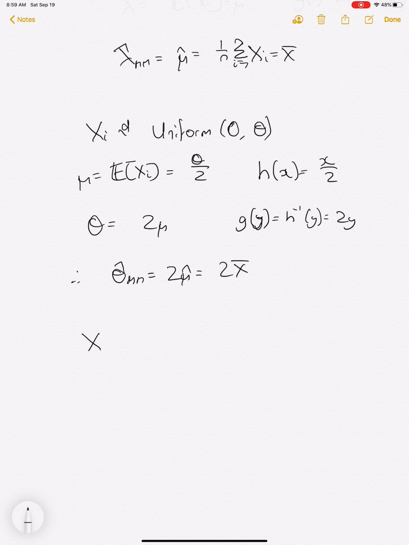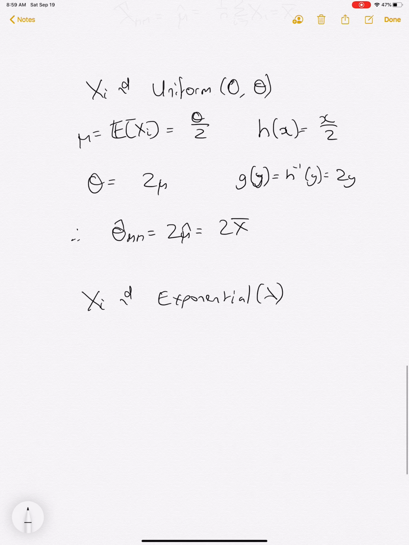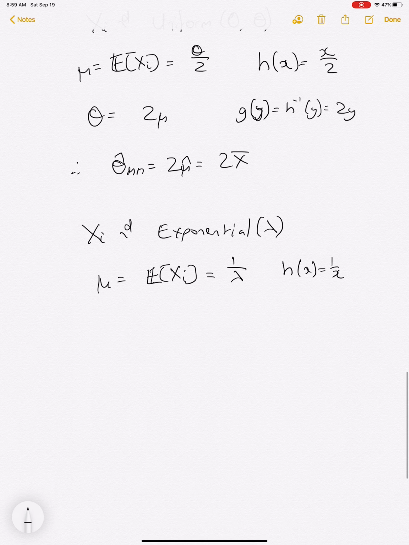And then another example that we saw was the exponential with parameter lambda. So we know that in that case mu is equal to 1 over lambda. So here your h of x is 1 over x. If we want to invert that expression, again this is not too difficult, because to invert 1 over x, you just get 1 over y, so this is just lambda equals 1 over mu. So your g of y is just h inverse of y, which is just 1 over y.